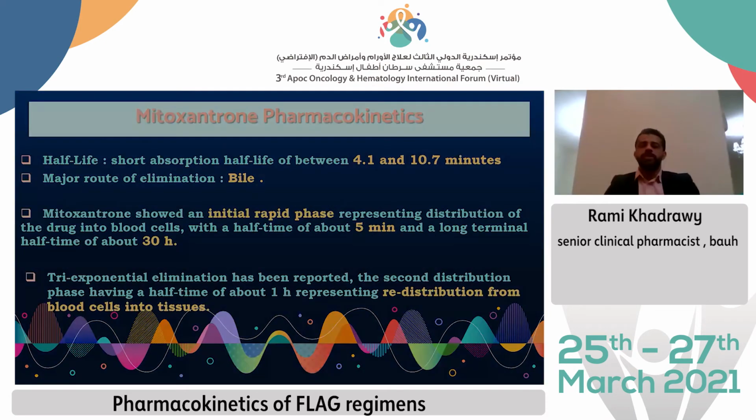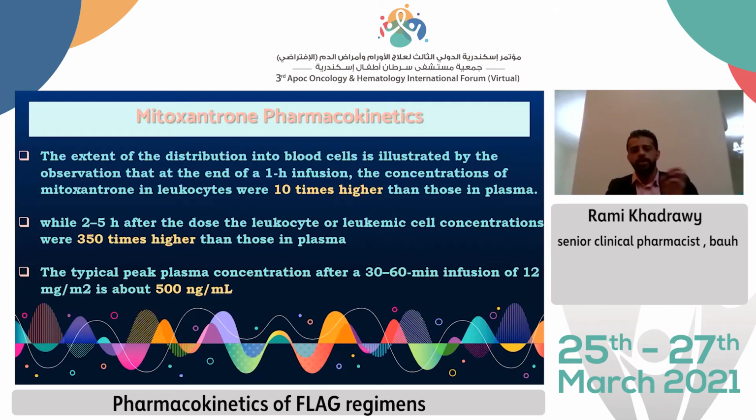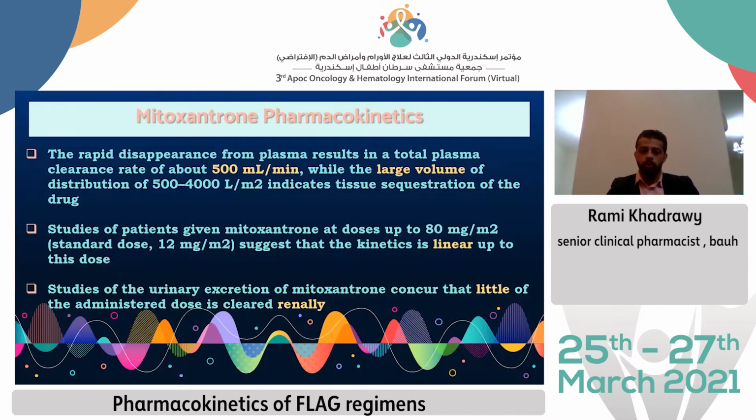The extent of distribution to blood cells is illustrated by the fact that at the end of 1 hour infusion, the concentration of mitoxantrone in leukemic blasts was 10 times higher than in plasma. After 2 to 5 hours, the concentration was 350 times higher. Typical peak concentration after a 30 to 60 minute infusion with the conventional dose of mitoxantrone, 12 milligram per meter square, is about 500 nanogram per milliliter. This results in a large volume of distribution for mitoxantrone due to tissue sequestration of the drug, about 4 liters per meter square, with a clearance rate of about 500 milliliter per minute.